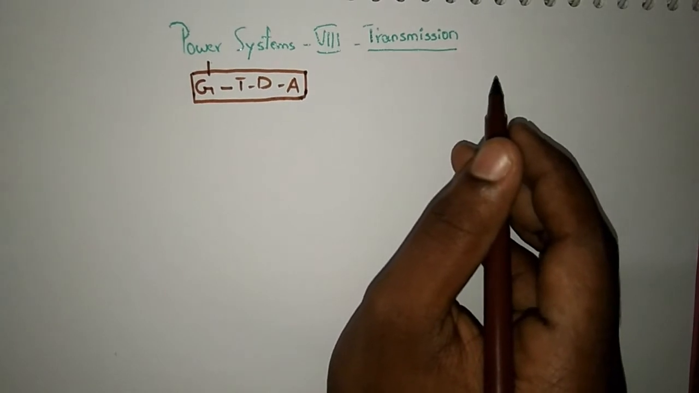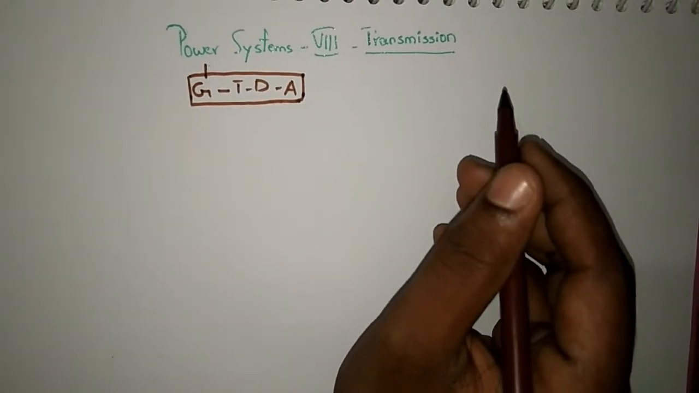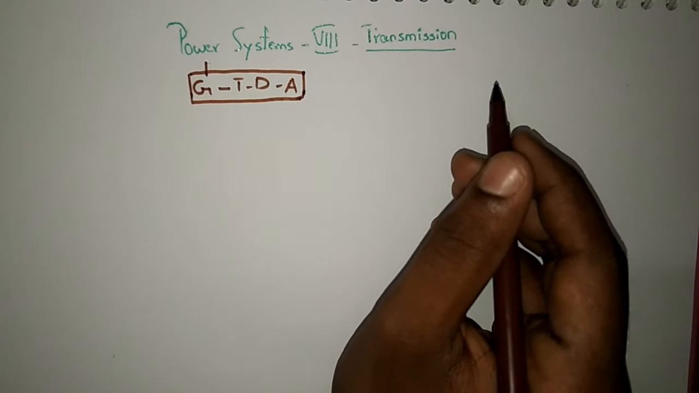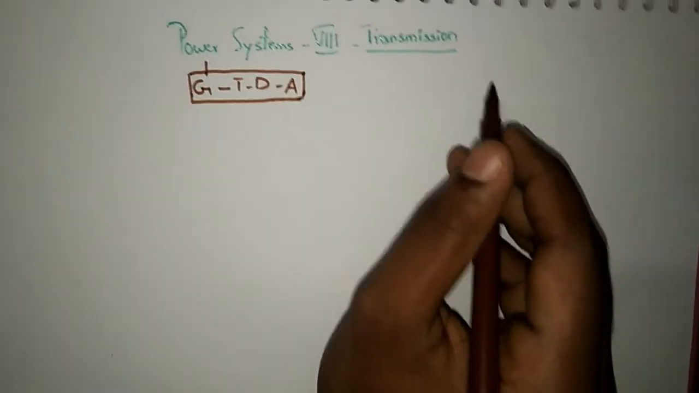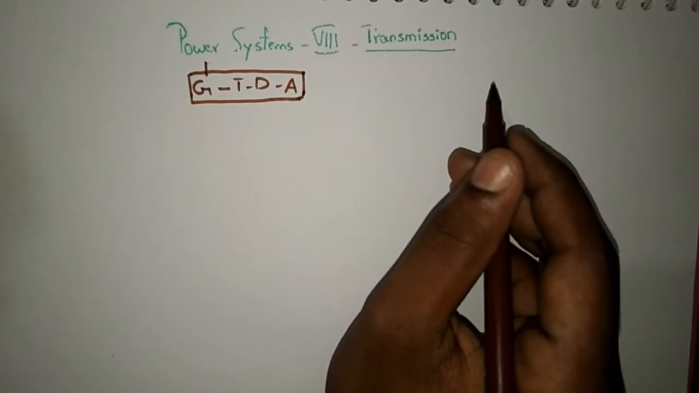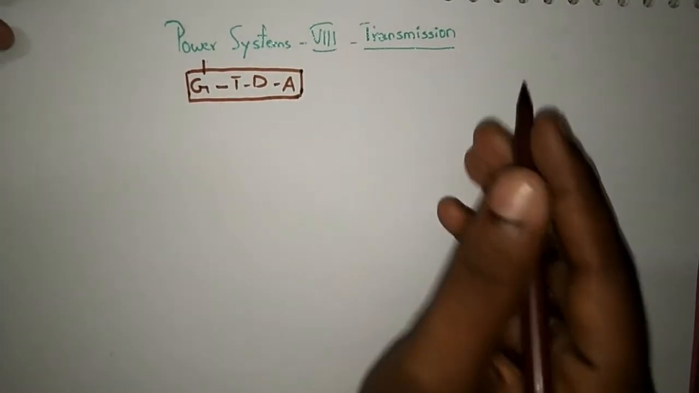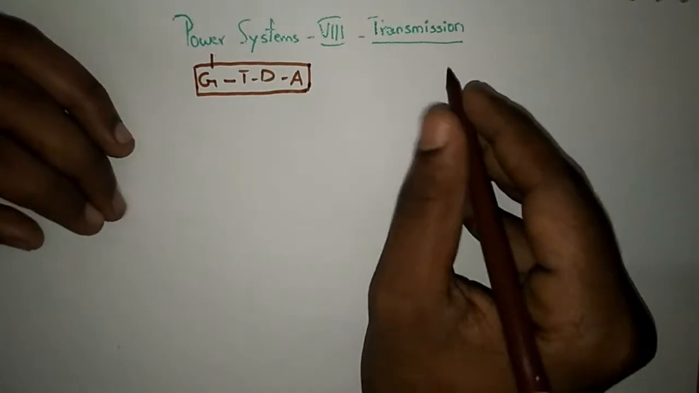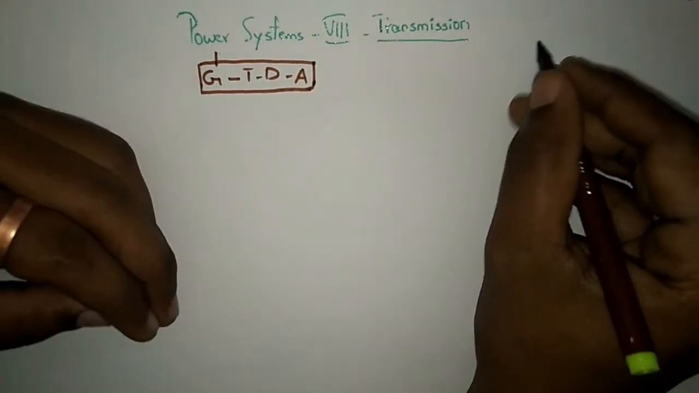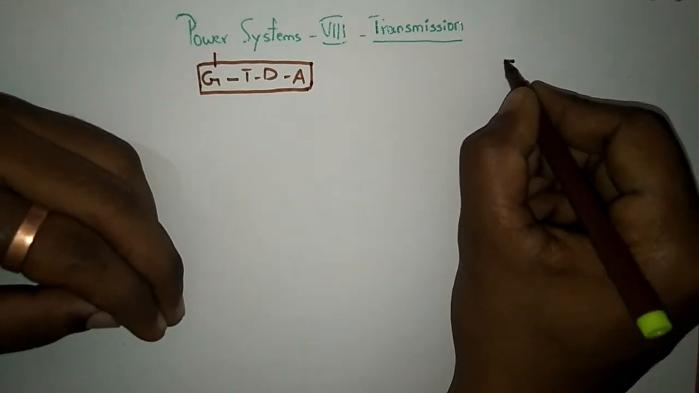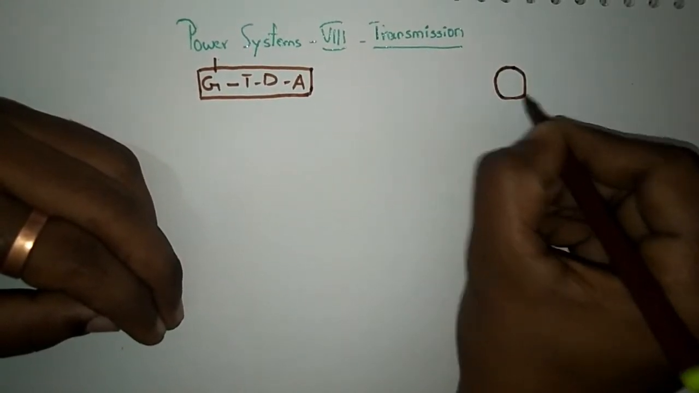Transmission is nothing but transmitting the power from the load center. It may be from the generating station or it may be from the load center to consumer terminals. So it has to be considered as transmission. So the basic Indian configuration is as shown. Please do make a view of this.